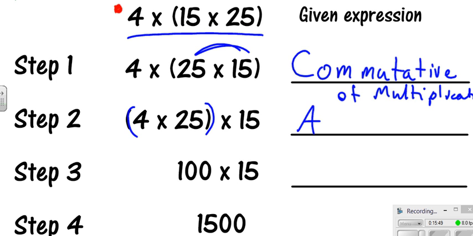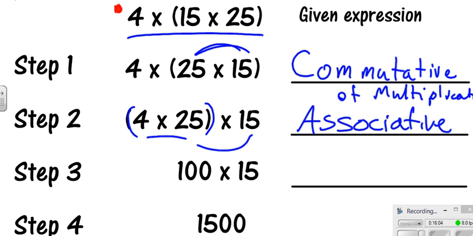Now we're using the associative property, right? And what that is saying is that the associative property says I can do this section before I do this section, right? And I'm still going to get the same answer. So the associative property of, I'm going to shorten it, multiplication. And so finally we say, okay, what did we do next? In step 3, suddenly we're left with 100 times 15. Well, what did we do?